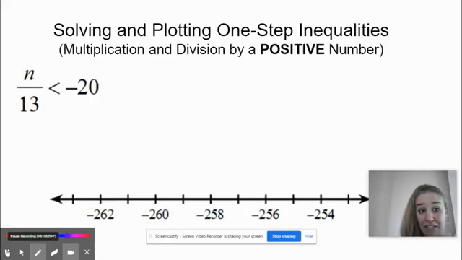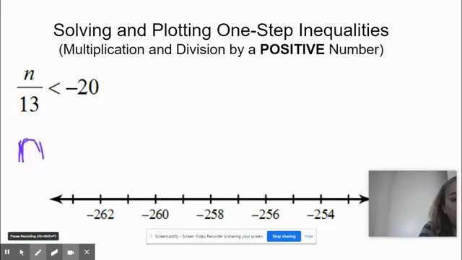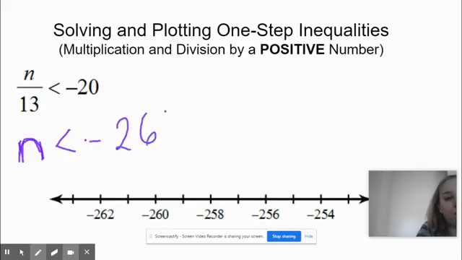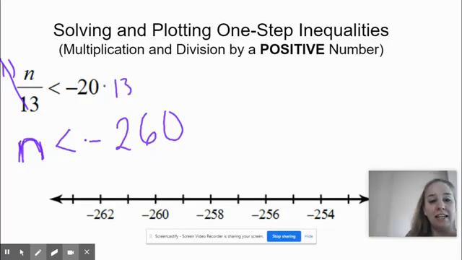So now n divided by 13, if we were solving this like it were an equation, we would be multiplying both sides by 13. And you would get n is less than negative 260, right? Because you multiplied both sides by 13 to cancel that out. And you get n is less than negative 260.